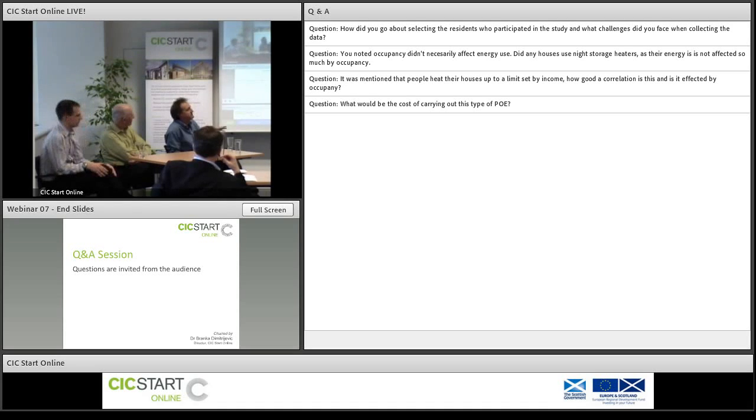Average temperatures are quite high. There's lots of window opening. Relatively little control. So yes, that is quite apparent.